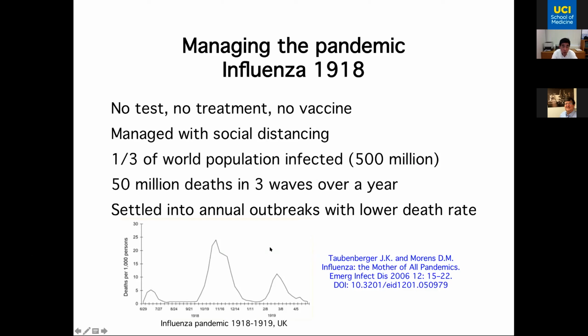So this was managed with social distancing, and basically the outbreak settled into annual outbreaks with lower death rate. Now this is a different virus, we don't know what to expect here, but all of us are wondering, where is this pandemic going to go? And a lot of it depends on whether we can intervene with more than social distancing. Will we have treatment? Will we have a vaccine? Will we have testing? Will there be immunity when people have been exposed? So Dr. Khan's going to be talking about those issues.